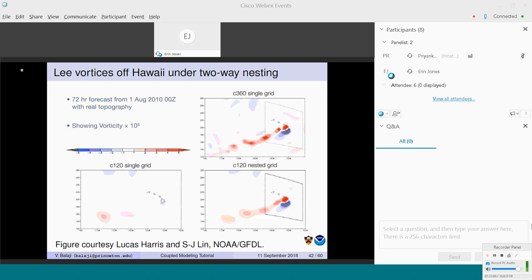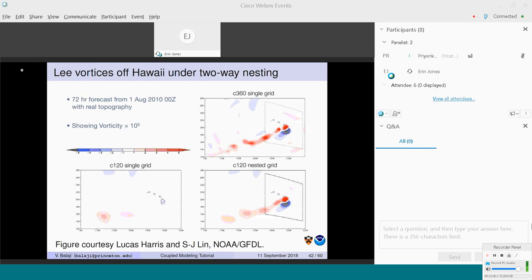And then here's why we use NEST, it's just an example. So this is Lee vortices, which is, you have easterly flow over Hawaii, and these are the islands of Hawaii, and they give rise to these vortices, and there's a lot of, first of all, it's an interesting dynamic, but they also produce a lot of rain on the west coast of Hawaii. So this is a cube sphere. If you run on a C360, which is around 50 kilometer global resolution cube sphere grid, you get a very nice set of Lee vortices.